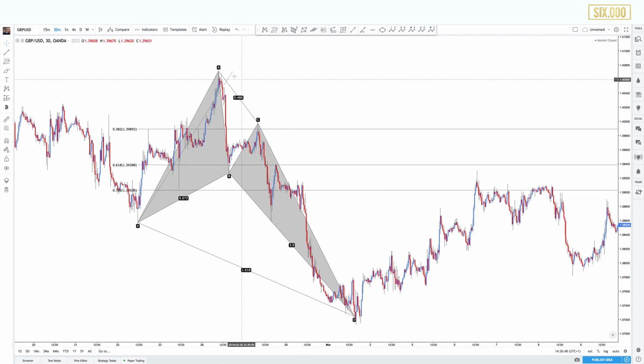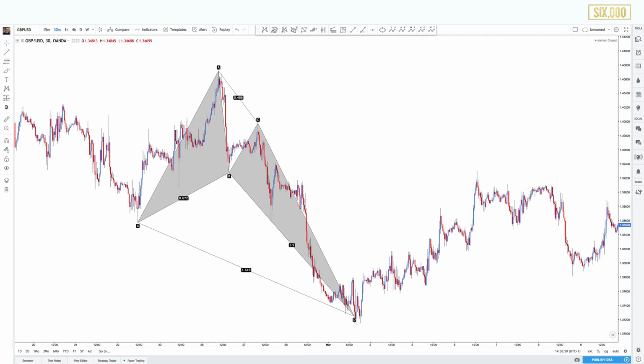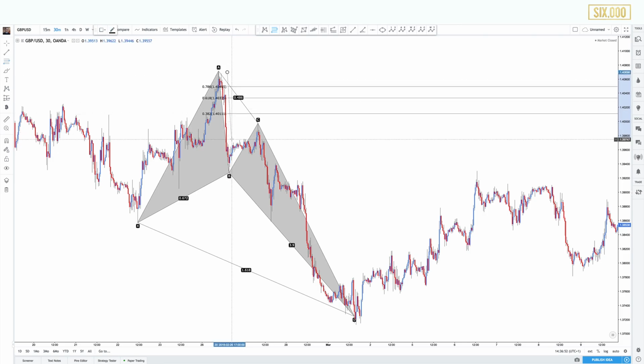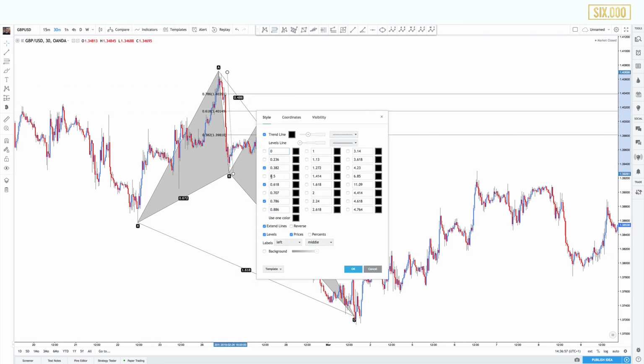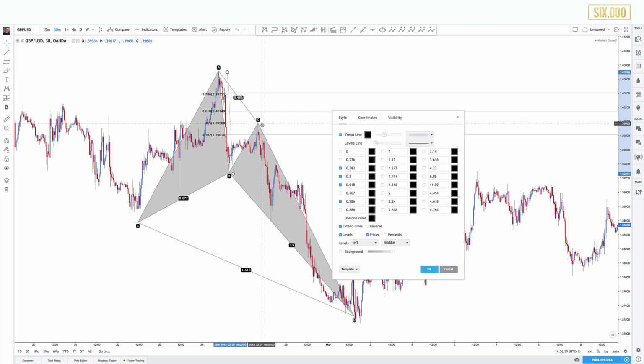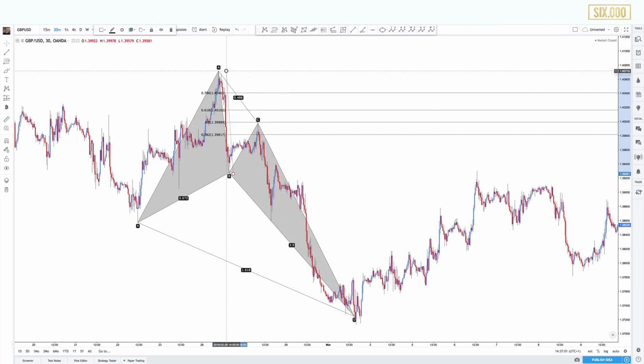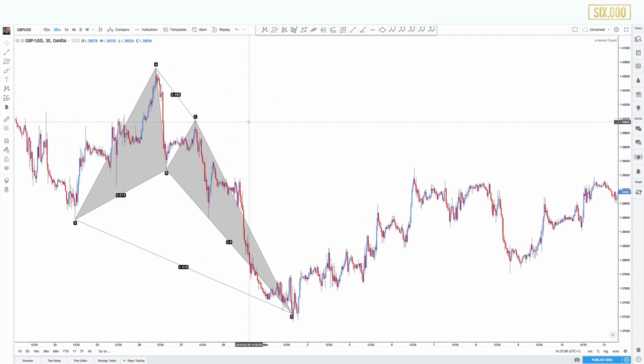The C point, we're looking at a 382 to a 0.886. And we can see price confirms the 50% just below it. It's closer to the 0.5 measurement than the 382. Therefore, we consider this a 50% retracement level.